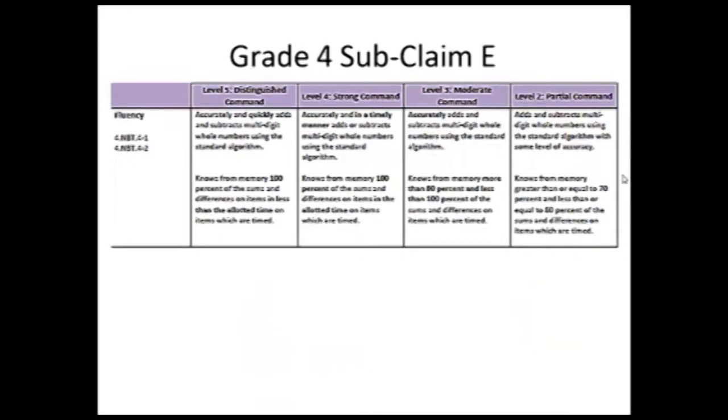Subclaim E for grade 4 takes what you did in subclaim D, or in grade 3 rather, and moves it up a level. You'll see that my fluency requirements for grade 4 move into the multi-digit whole numbers. Basically, in grade 3 we have to get our single-digit whole number computation done in terms of fluency, so that when I get to grade 4, I can demonstrate multi-digit addition and subtraction more accurately and more quickly.